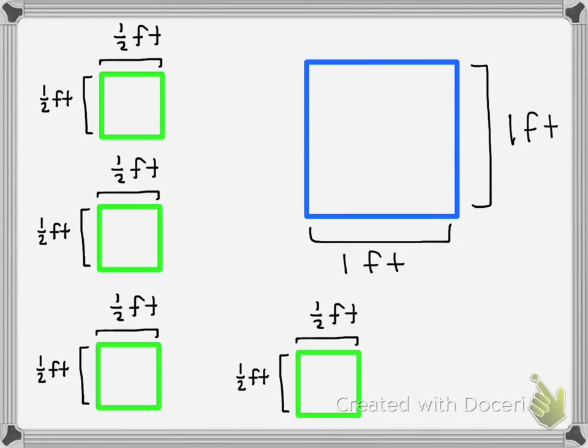Before we help Roger, we need to understand the tiles that he's using. These green tiles are 1/2 foot by 1/2 foot. If he puts 4 of these green tiles together, he can fill a space that is 1 whole foot by 1 whole foot, or also known as 1 square foot. It's called a square foot because all sides are 1 foot long.